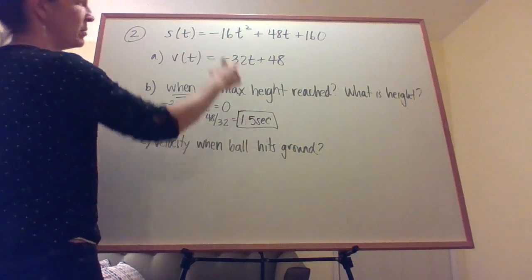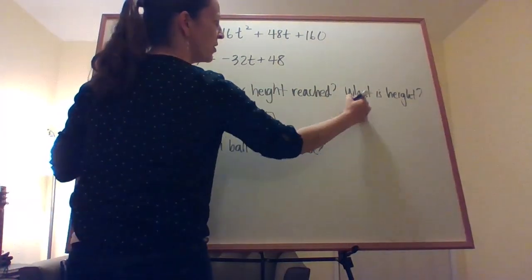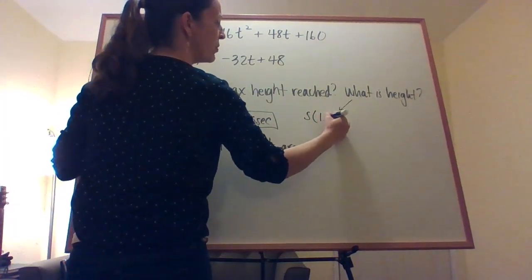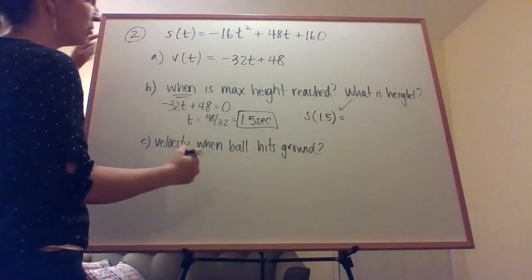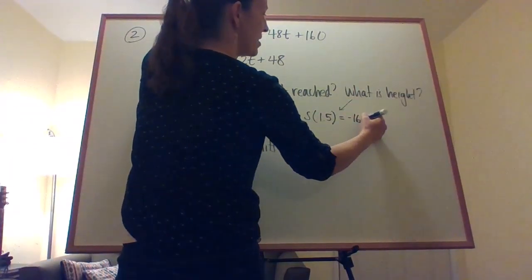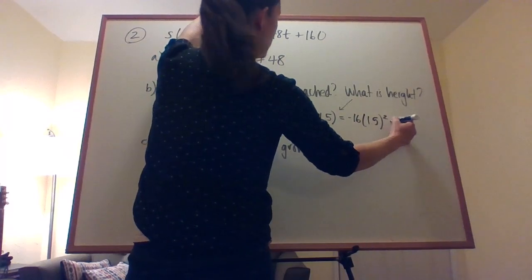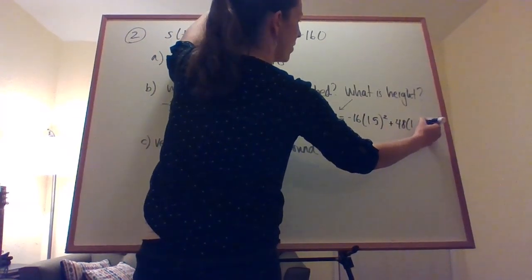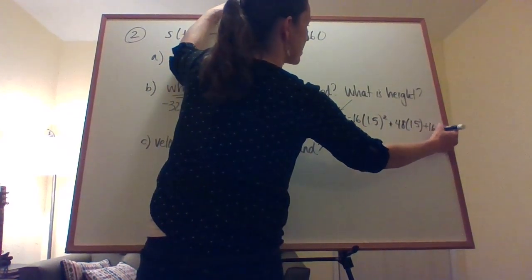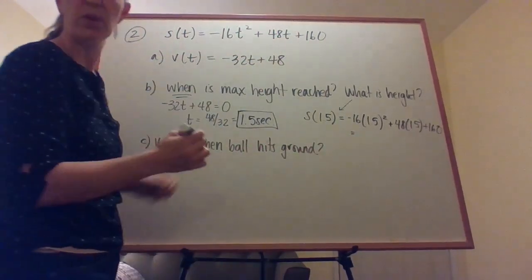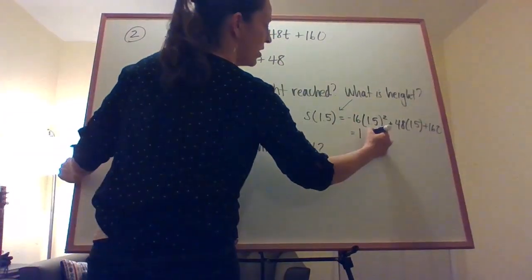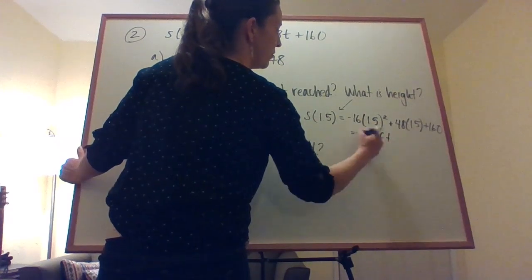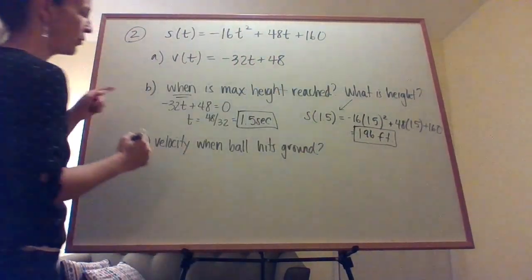What is that height? It means plugging 1.5 into my original function, and if I do that, negative 16 times 1.5 squared plus 48 times 1.5 plus 160, I end up with a maximum height of 196 feet. That's for part B.